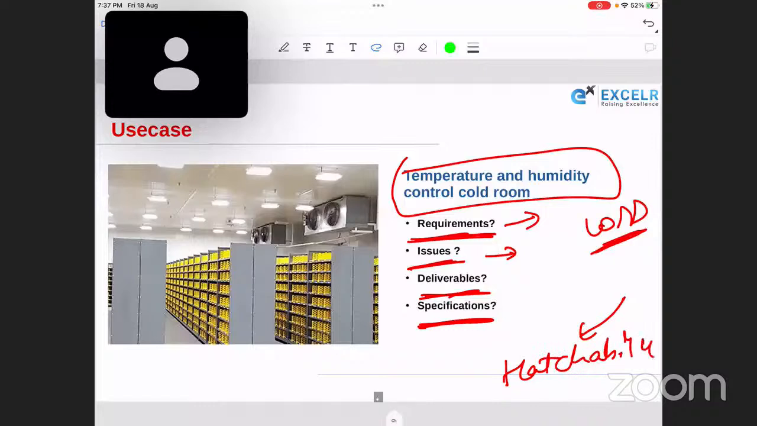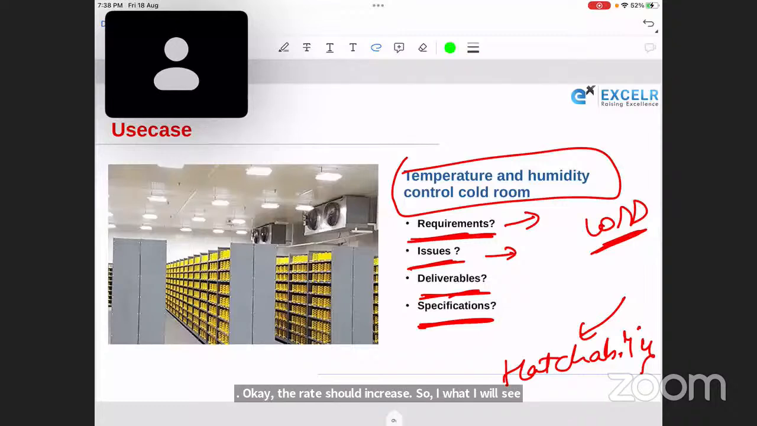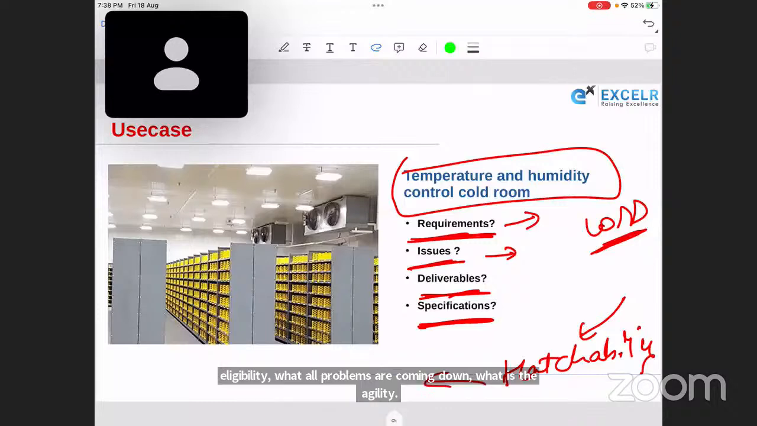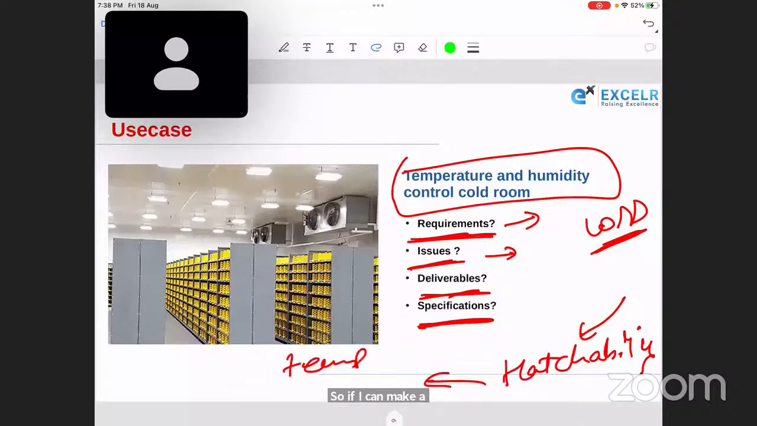Hatchability rate should increase. So what I will see is at what temperature range I'm getting the most hatchability, and what problems are coming. If I can make a temperature and humidity relationship with hatchability for the later data, let's say for 6 months or 1 year, he can observe and see when he's getting the best hatchability. Okay, so that is what he wants to achieve.